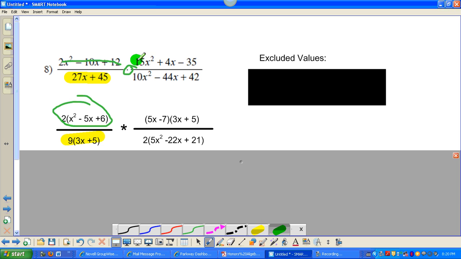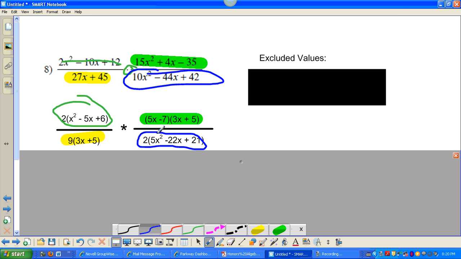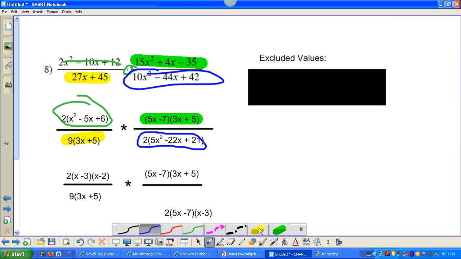When I have 15x squared plus 4x minus 35, there's no GCF, but I can factor it into the trinomial 5x minus 7 times 3x plus 5. And 10x squared minus 44x plus 42 has a GCF of 2, and I'm left with 5x squared minus 22x plus 21. Okay, for my next step, I went ahead and factored further the x squared minus 5x plus 6. So that yielded a complete factorization of 2 times x minus 3 over x minus 2.